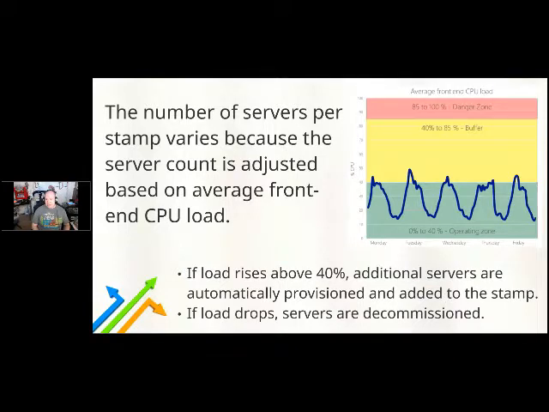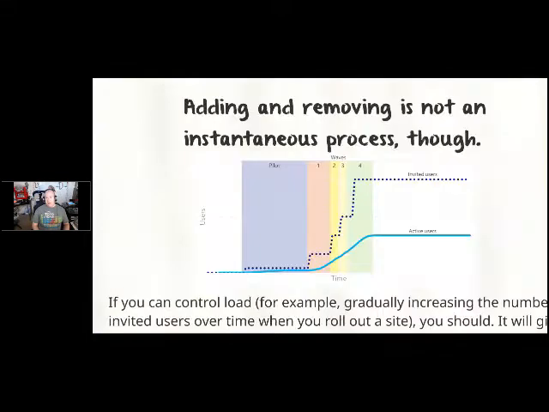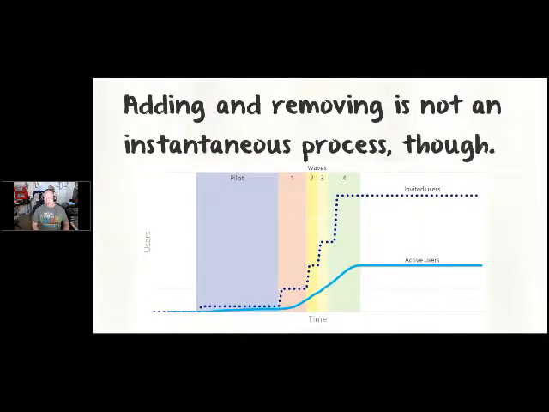Now, as CPU utilization rises, usually due to increased traffic and activity, there is a process by which additional front-end servers are provisioned and added to the stamp. And if load happens to drop so that your utilization is particularly low, some of those servers may be decommissioned because, again, we're talking virtual servers here. There are scripts and processes to spin up and spin down these servers. Now, it's not instantaneous, so it doesn't mean that if we've just been sitting at 80% utilization for 5 minutes, 30 seconds from now we're going to have new servers.